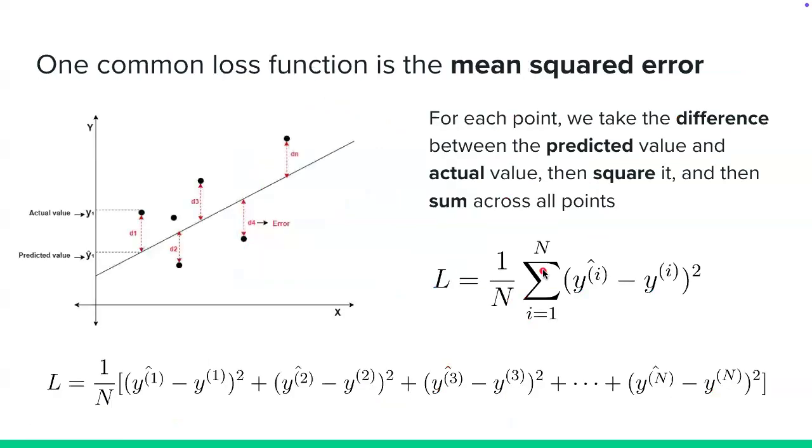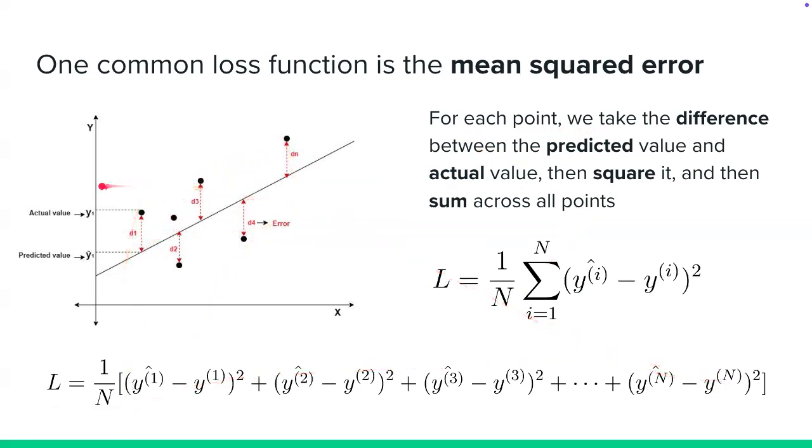So we compute the loss, and one common loss function is called the mean squared error. How do we compute this? For each point in our data set, we take the difference between the predicted value and the actual value, then we square that number, and then we do the same for all of the other points, and then we add everything together.